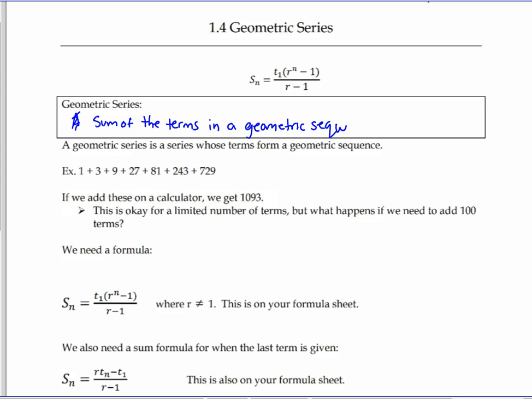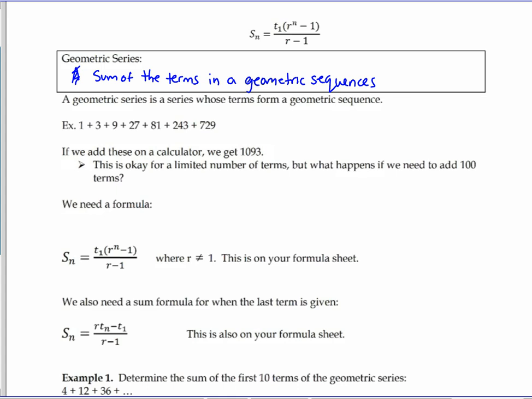So this idea of series shouldn't be new to you because we talked about series before, right? We know it's a series, whether it's arithmetic or geometric, if it's separated by plus or minus signs. Now, it can be plus or minus signs in a geometric, depending on if our R value is a positive number or a negative number. So if we add these on the calculator, we get 1,093.